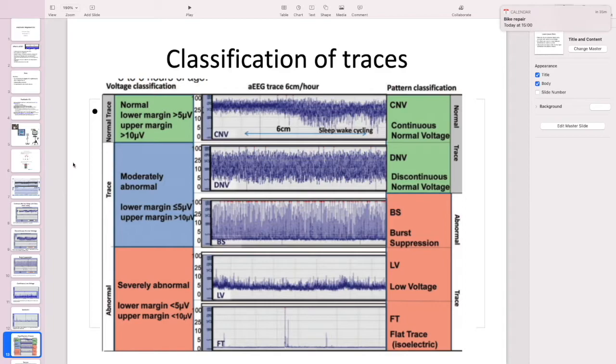So this is just a review of that. This is the pattern classification I'm talking about. There's also a voltage classification that's used more in neonates. It's slightly simpler, but this pattern classification is what's used in research and in adult medicine.